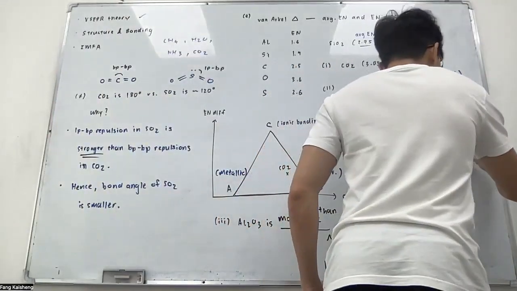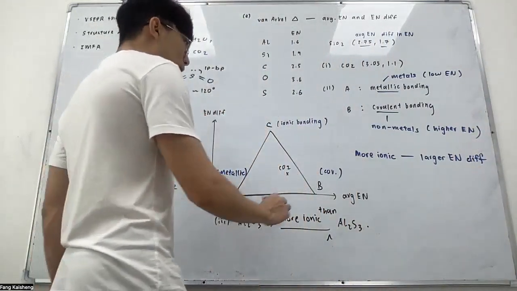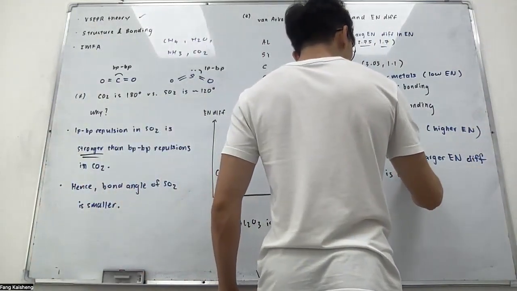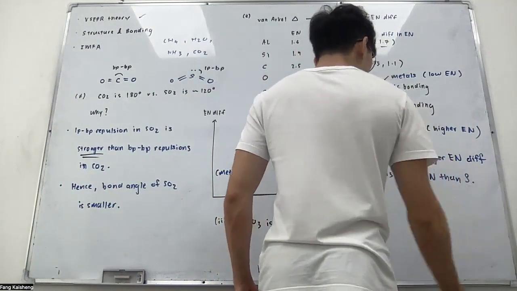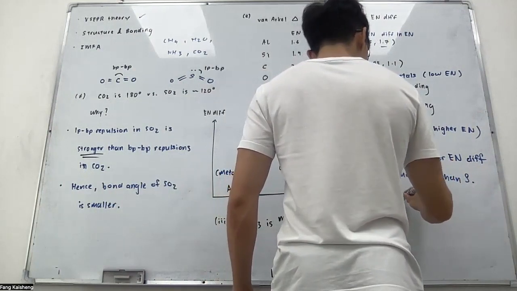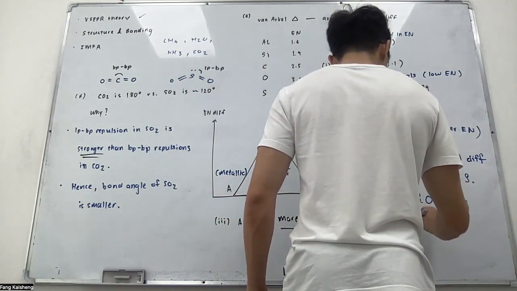A larger EN difference. So in this case, because oxygen is more electronegative than sulfur, you should know that oxygen is FON. That means Al and oxygen have a larger difference in electronegativity.